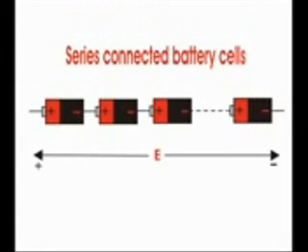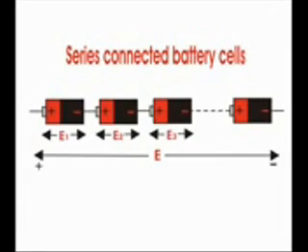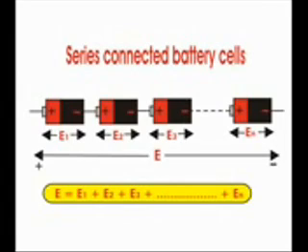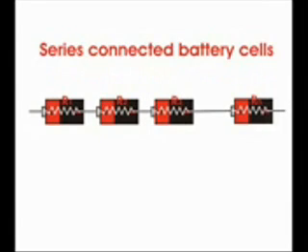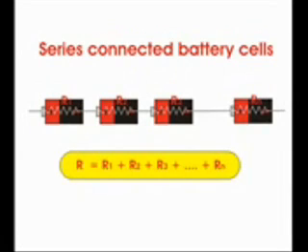If E is the overall EMF of the battery combined by n number of cells, and E1, E2, E3 and En are the EMFs of the first, second, third and nth cell, then E is equal to E1 plus E2 plus E3 plus up to En. Similarly, if R1, R2, R3 and Rn are the internal resistances of the first, second, third and nth cells, then the internal resistance of the battery will be equal to the sum of the internal resistances of the individual cells. That means R equals R1 plus R2 plus R3 plus up to Rn.